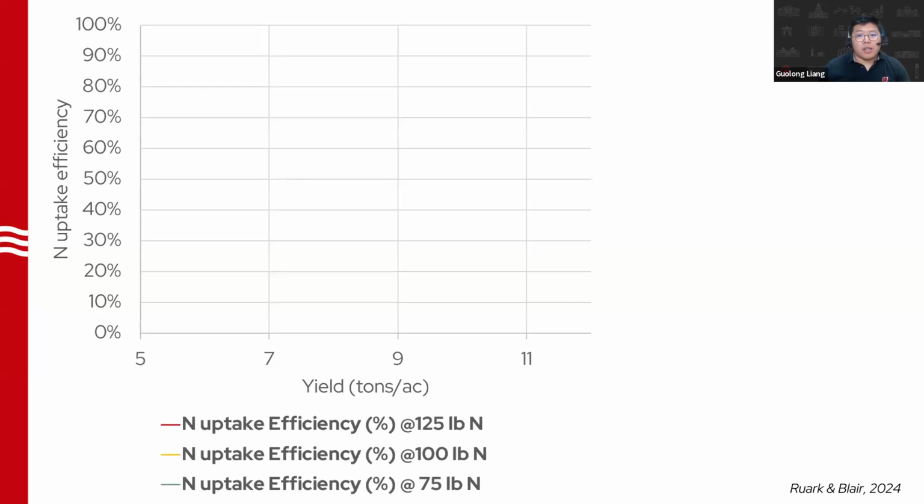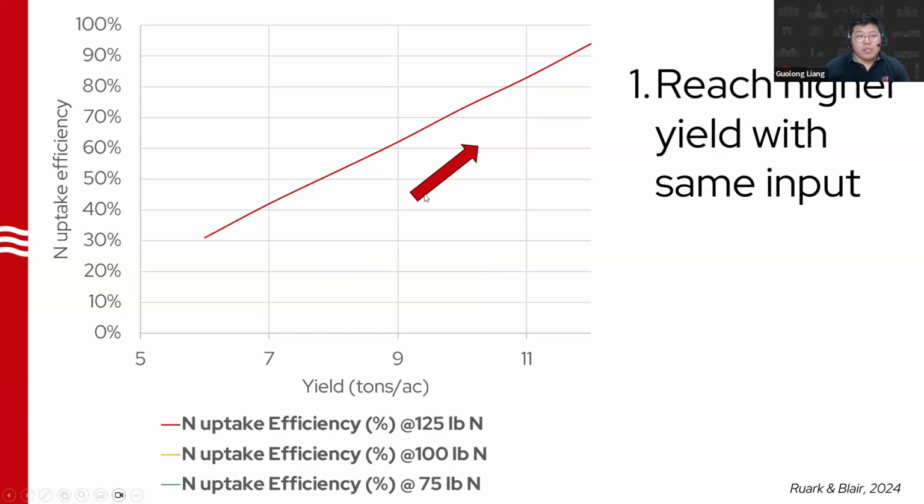Now switching gears to snap beans. Here we're looking at the relationship between yield and uptake efficiencies for snap beans. In this line, we see the nitrogen uptake efficiency over yield when we apply 125 units of N. We can increase uptake efficiency and protect water better if we increase yield without applying more, right? Note that all the data points on this line were applied with the same amount of nitrogen.